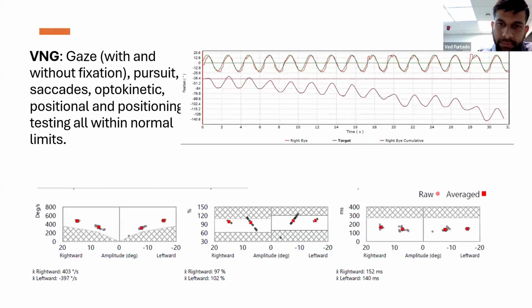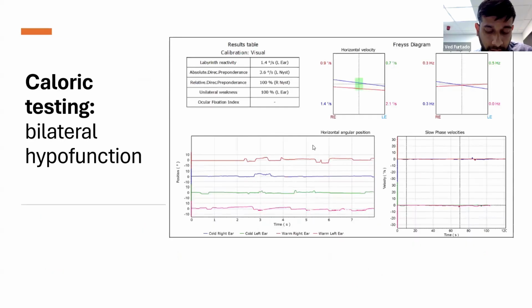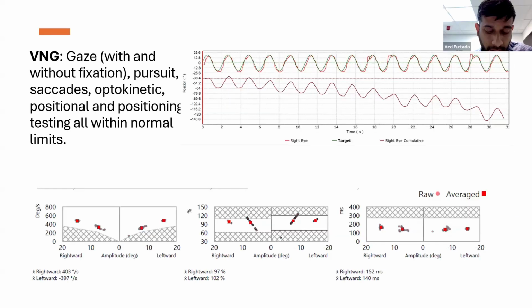So VNG testing did not show anything of significance. As you can see, values for saccade, smooth pursuit, gaze testing with and without fixation, optokinetic. Now, I apologize, I could not add the results for all of the VNG tests. I've just added a few here.